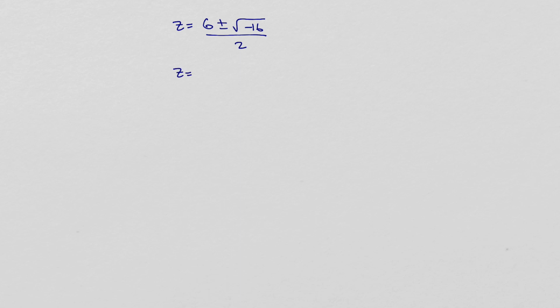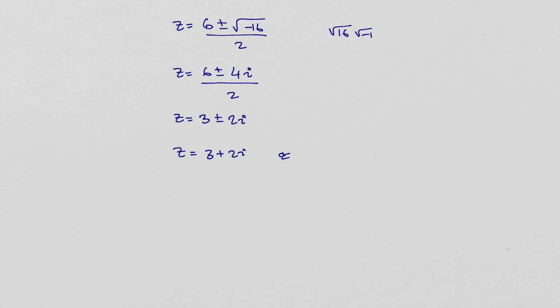And of course, we can't get the square root of a negative number, so instead we write that as the square root of 16 times the square root of minus 1. And we know the square root of 16 is 4, and the square root of minus 1 we write as i. So that means that our two roots then are 6 divided by 2, which is 3, and 4i divided by 2, which is 2i.